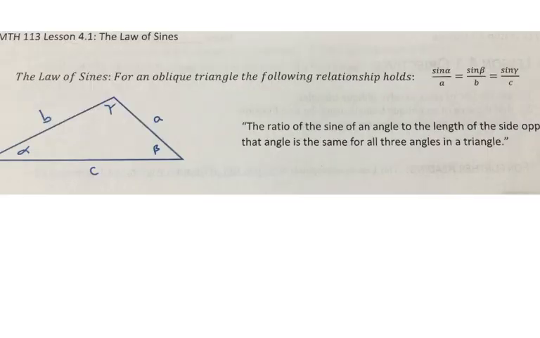This is the law of sines. For any oblique triangle, this is the relationship that holds. When we're talking about an angle and its side, notice this is the angle alpha. Opposite angle alpha is side A. Here's angle beta. Opposite angle beta is side B. And I think this is gamma. This is angle gamma. Opposite angle gamma is side C.